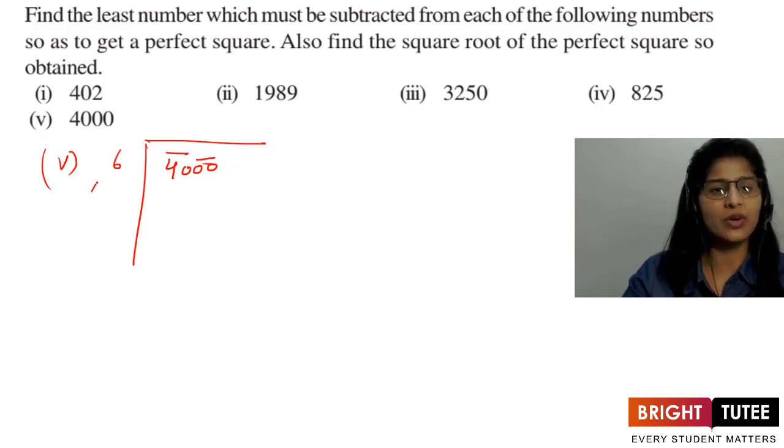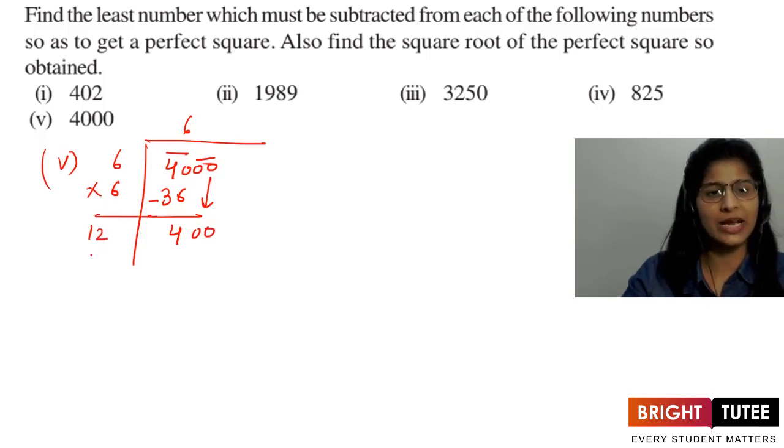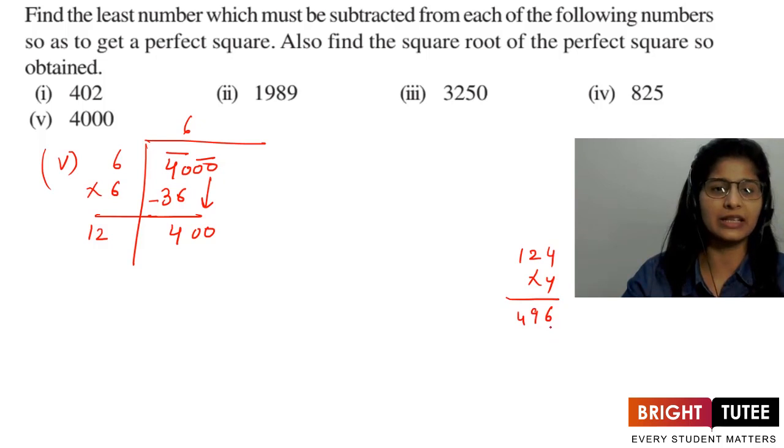So 40 is there, so we'll go with 6. 6 6s are 36. Right? We will be left with 4. We will copy these two zeros and here double of 6 is 12. Clear? Let's think of some number that gives us a number closer to 400. 124 into 4 if we check. 4 4s are 16. 4 2s are 8 and 1 9. 4 1s are 4. It is greater than 400.